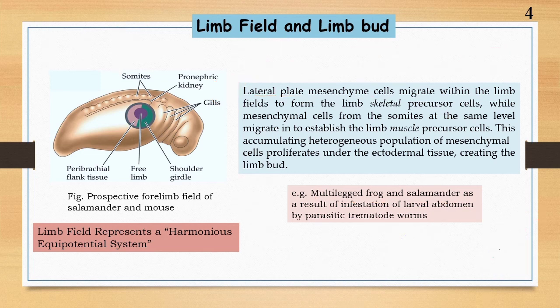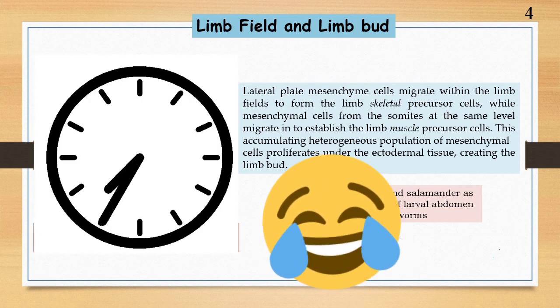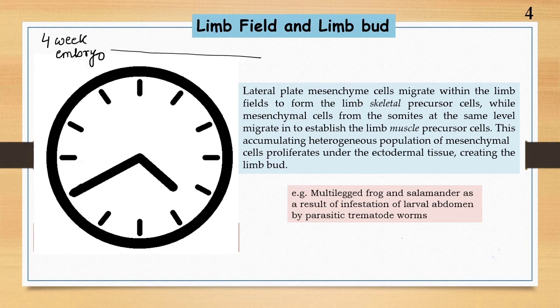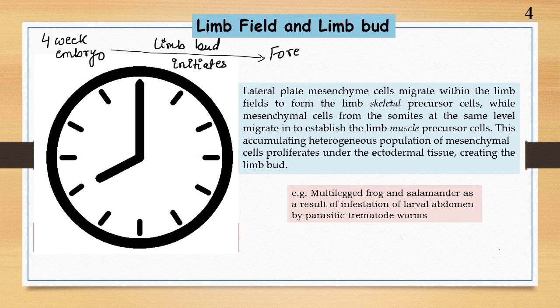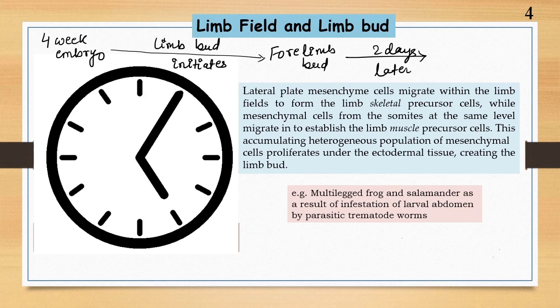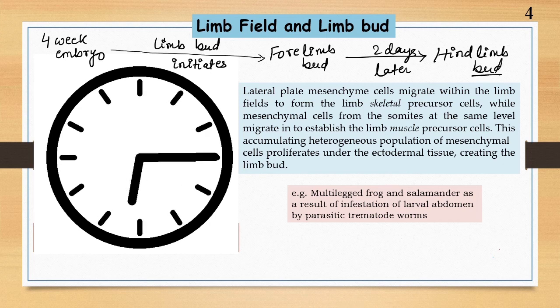So when does this limb bud form in our lifetime? To understand it, we must travel back in time. So let's bring our time machine and go back in the past. When we were a 4-week-old embryo, limb development begins. So the limb bud initiates. First of all, the forelimb bud is formed, and after 2 days, the hind limb buds are formed. You do not need to go into much detail of this.